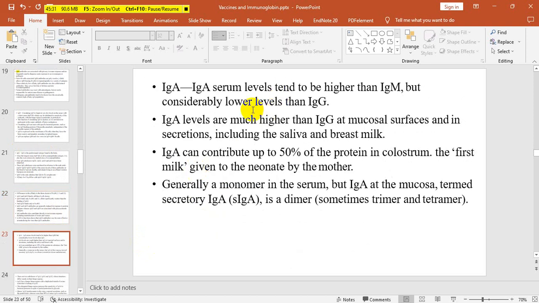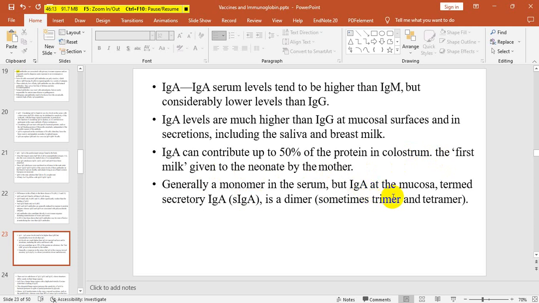Immunoglobulin A serum levels tend to be higher than immunoglobulin M. For gamete, G comes before what? The M. But considerably lower levels than IgG. Immunoglobulin A is what is found in the breast milk and in the salivary secretions. The breast milk can contribute about 50% of the protein in colostrum. Then the first milk given to the neonate by the mother contains immunoglobulin A.